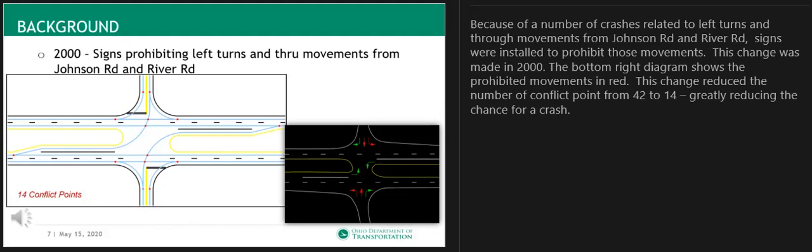Because of a number of crashes related to left turns and through movements from Johnson Road and River Road, signs were installed to prohibit those movements. This change was made in 2000. The bottom right diagram shows the prohibited movements in red. This change reduced the number of conflict points from 42 to 14, greatly reducing the chance for a crash.